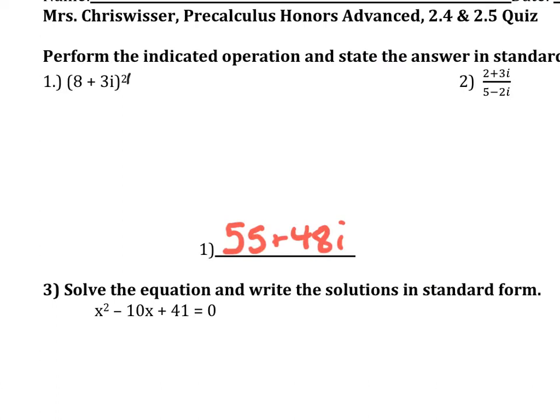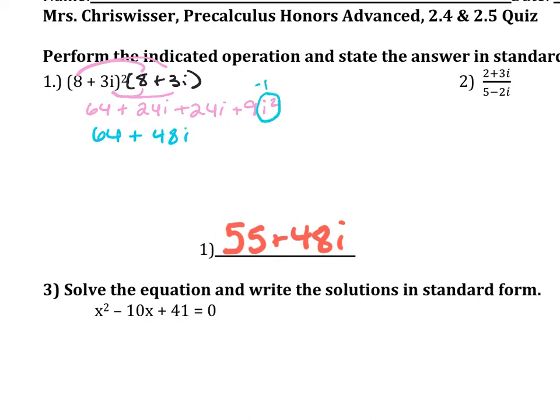So we want to expand and FOIL this. 8 plus 3i times 8 plus 3i. 8 times 8 is 64. 8 times 3i, 24i. 8 times 3i again, 24i. 3i times 3i is 9i squared. 64 plus 48i. This i squared becomes negative 1, so that becomes minus 9. And you get 55 plus 48i.